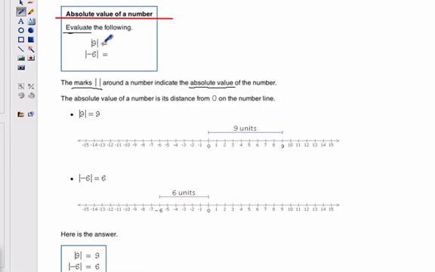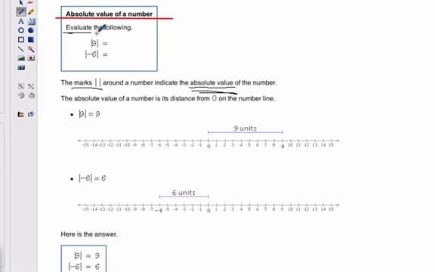That's how we read this. So how we would read this is the absolute value of 9 equals, and the absolute value of -6 equals. So the absolute value really just means the true amount. It disregards the sign. Disregarding the sign makes them always positive.